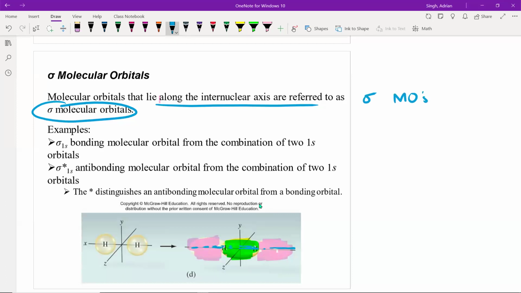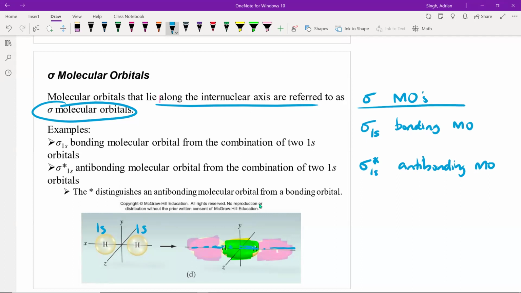Okay, so now we can use a little bit of notation to try to differentiate between them. Because we combine, in the case of hydrogen, a 1s orbital from one hydrogen and a 1s orbital from the other one, what we're going to have now are sigma subscript 1s bonding MOs. And then we're also going to have the antibonding MO, which we refer to as sigma star 1s.